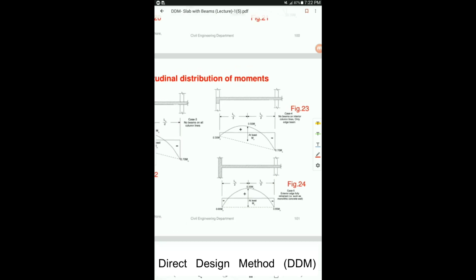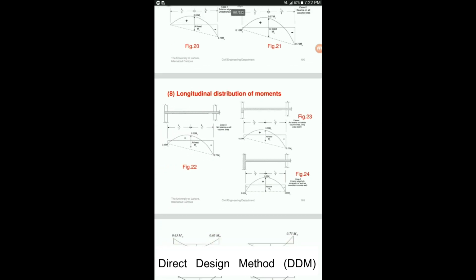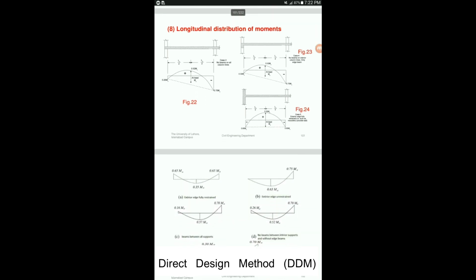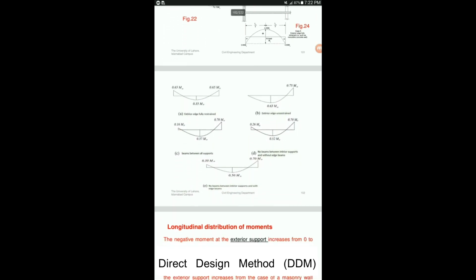So depending upon a particular case, you are going to select coefficients for the first 3 locations, and for the fourth and fifth location, you are going to use the typical coefficients 0.65 and 0.35 of M naught. These have been shown again. Just read out the theory.